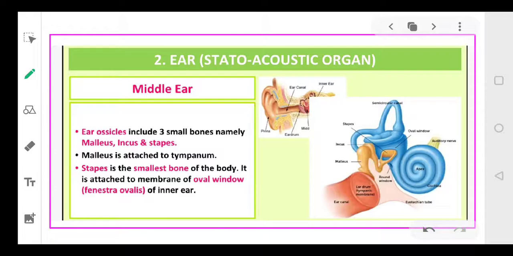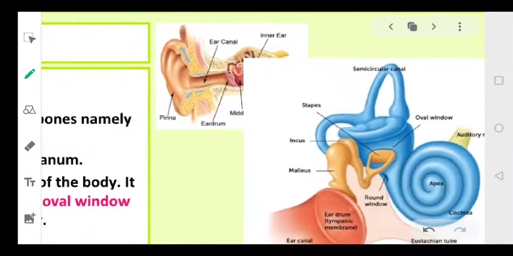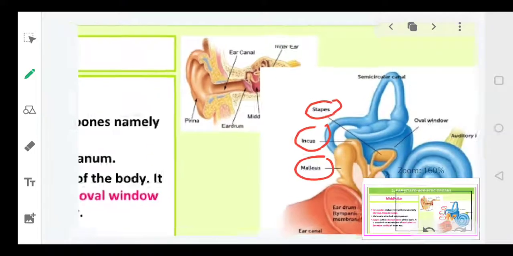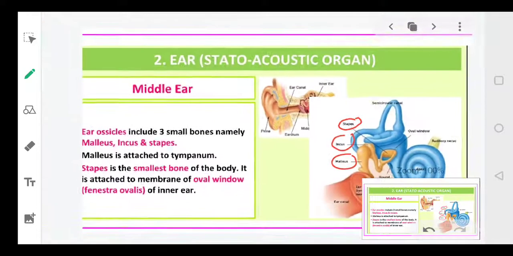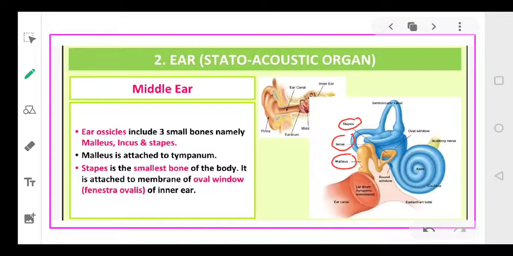Now the middle ear, as I told you. If you look at this, this is your middle ear. The middle ear is composed of 3 bones: stapes, incus and malleus. Okay, the 3 bones are stapes, malleus and incus. These are the 3 bones present in the middle ear. In each ear there are 3 bones, so there are a total of 6 bones in both ears.